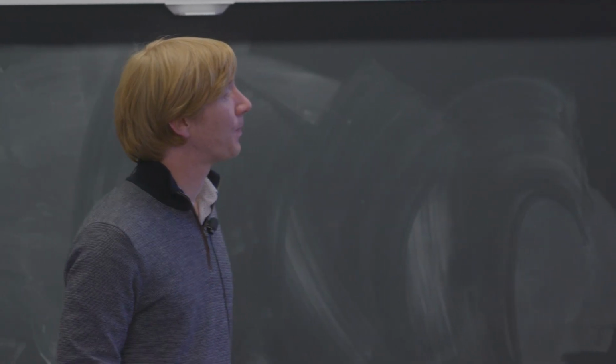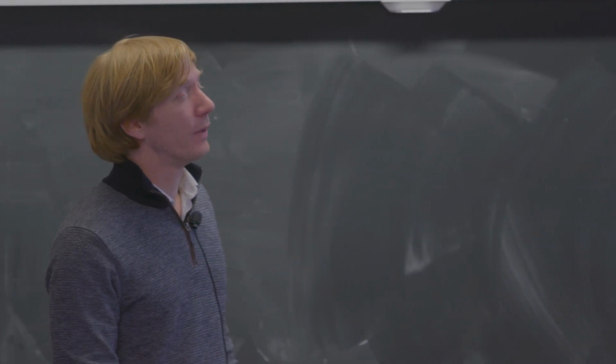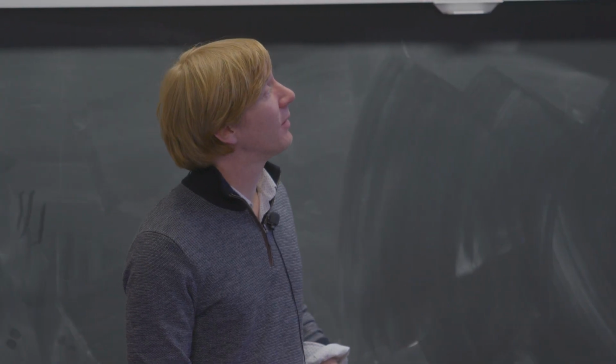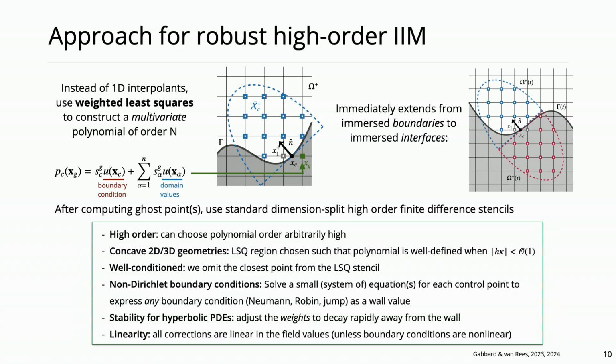to essentially enforce the traction condition, and then pretend it's a Dirichlet boundary condition. The weighted least squares, the weight part is important because it allows us to emphasize points closer to the interface more than points farther from the interface. And what that does is it gives you stability for hyperbolic PDEs, so that the downstream-upstream problem is partially solved by using weighted least squares.